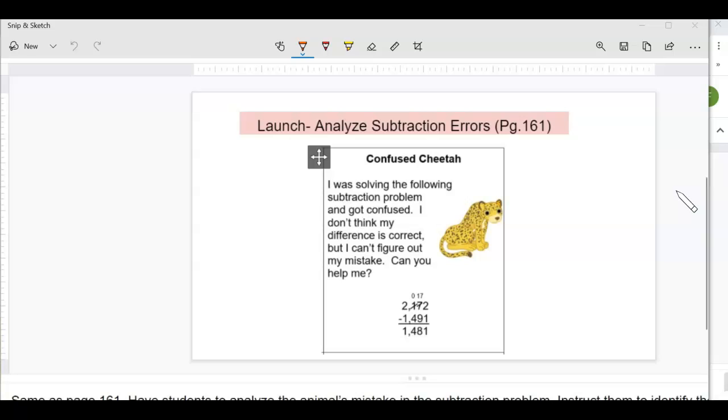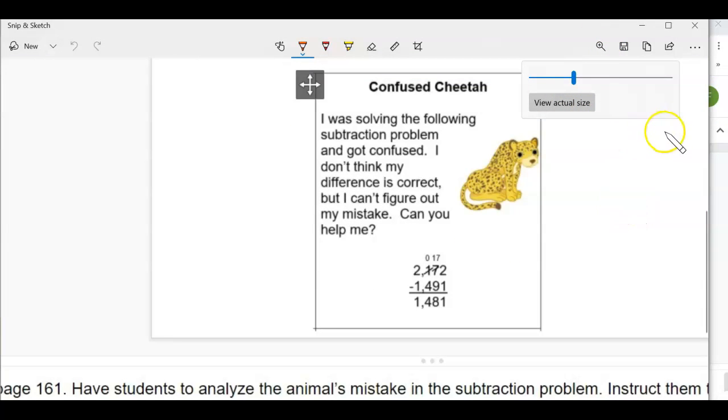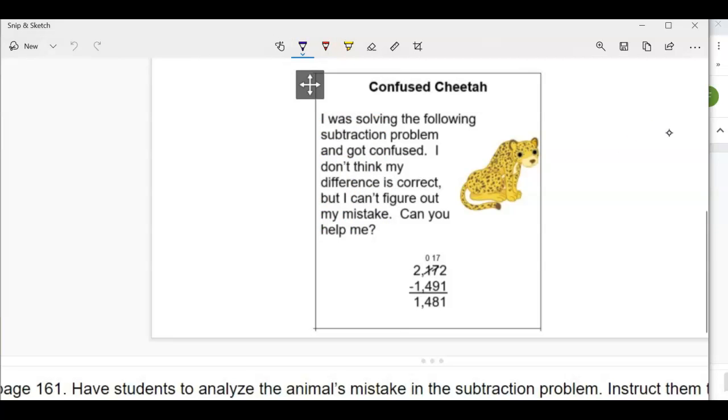Let's find the mistake there. I'm going to make this just a little bit bigger. All right, so we start once again in the ones column. It's the smallest place value. So 2 minus 1 is 1. That is correct. And then you've got 7 minus 9. You can't do that. You can't subtract 9 from the 7. We learned that from the first problem. So you have to ungroup.